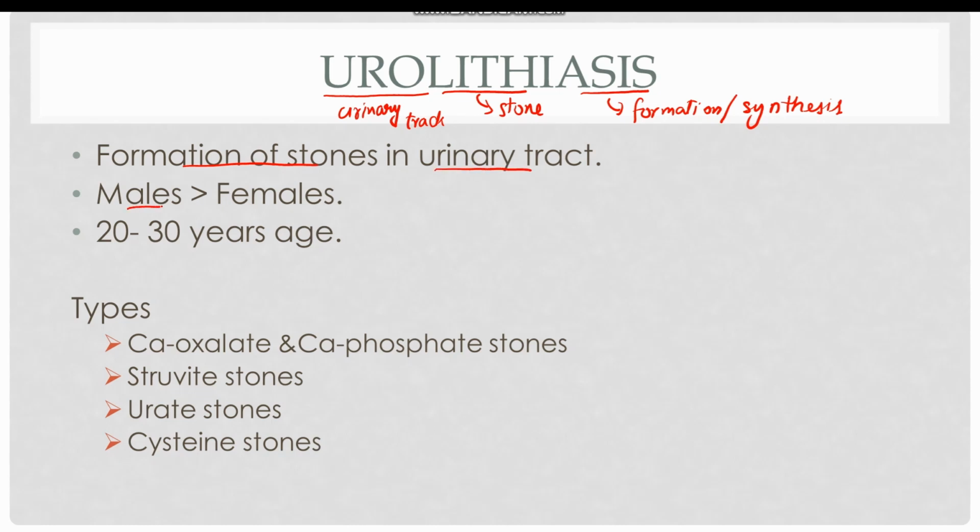It is more common in males than in females, and most patients present between 20 to 30 years of age. Urinary tract stones can be of four types. The most common is calcium oxalate and calcium phosphate stones. The second one is struvite stones, followed by urate and cysteine stones.